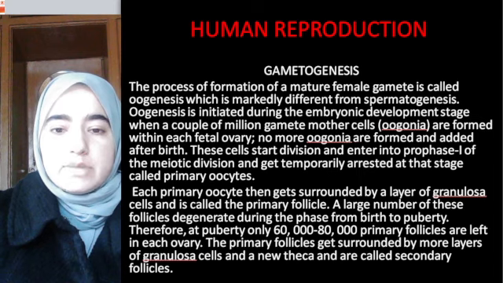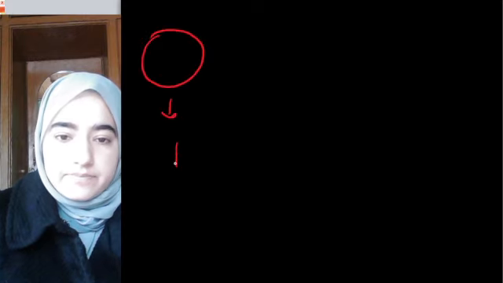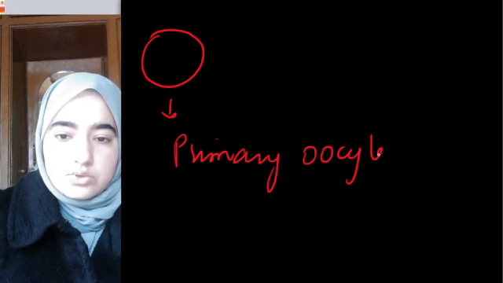Now each primary oocyte gets surrounded by a layer of granulosa cells. Say for example, this is a primary oocyte.